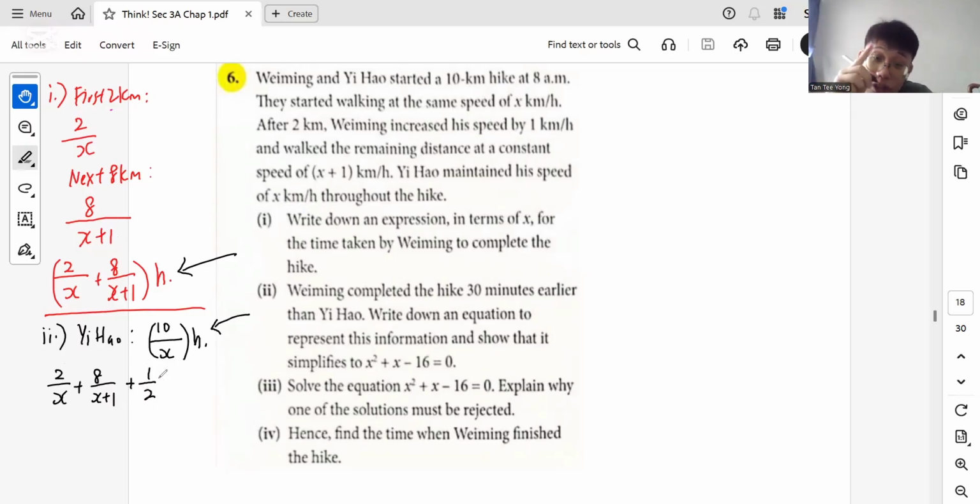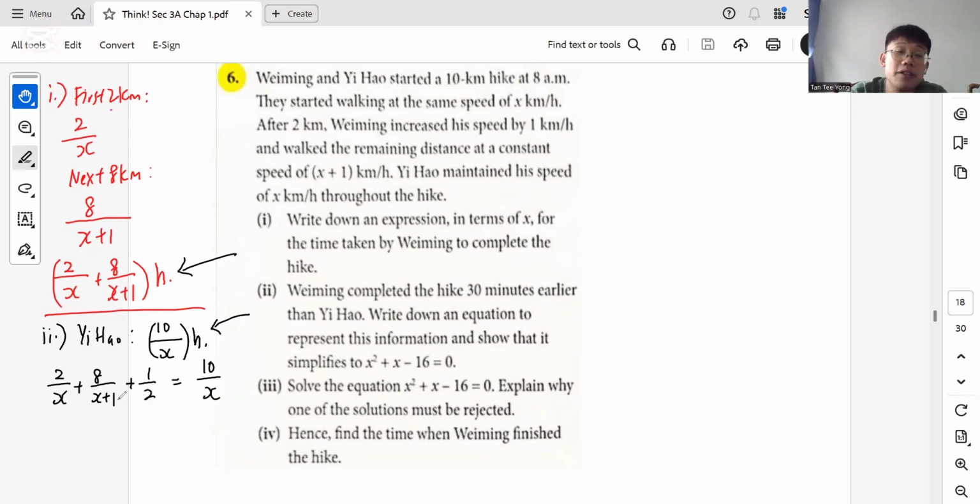Okay, why half and not 30 is because all these are in terms of hours. They say 30 minutes, so if you write 30, then you're wrong already. So you must write half, because 30 minutes is half an hour. Because the equation is going to be based on hours. So when I plus half to Wei Ming's timing, it will be equals to Yi Hao's timing.